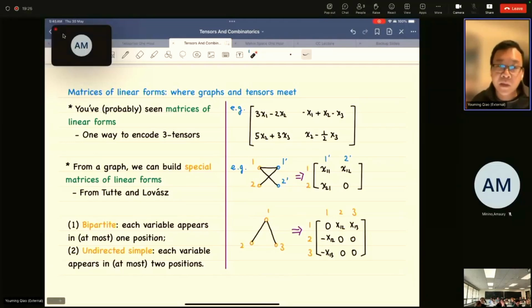So this is the construction from graphs to matrices of linear forms, and the matrices of linear forms just correspond to tensors. We will see some pictures later. Okay, so I hope this is clear for now. If there's any question, just let me know.